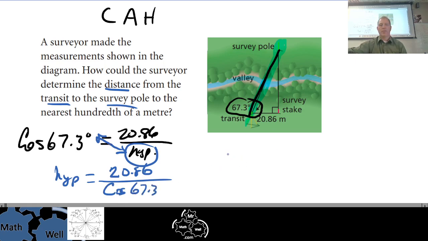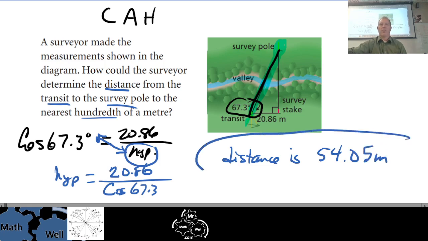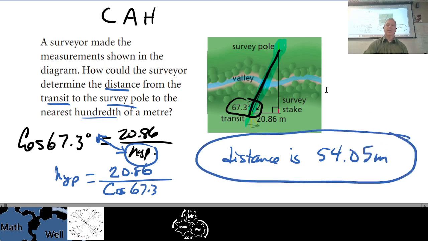Or the distance is, anybody get an answer there? 54.05. Okay, nearest hundredth, so 54.05. Distance 54.05 meters. I like it.